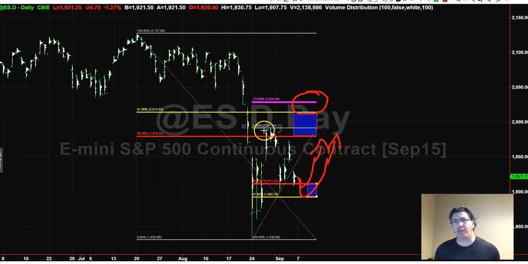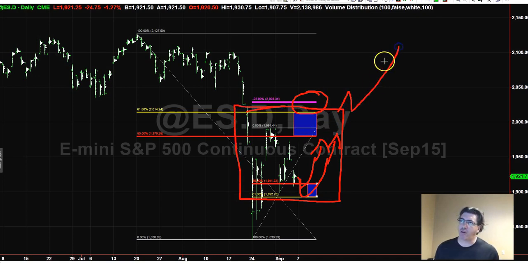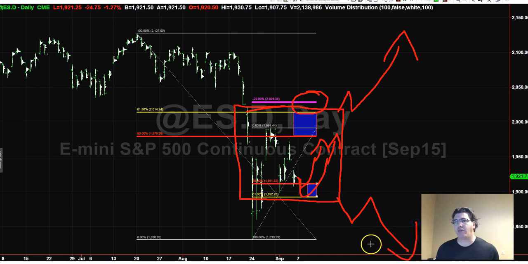But importantly, what this ends up doing is forming a box for us. And bigger picture, of course this box can change, but as of right now, if we can hold the upside of this box, it could give us a push back to the upside. On the other hand, a breakdown and backside test could give us a push to retest areas lower. So that's the first thing that's very obvious on this chart.